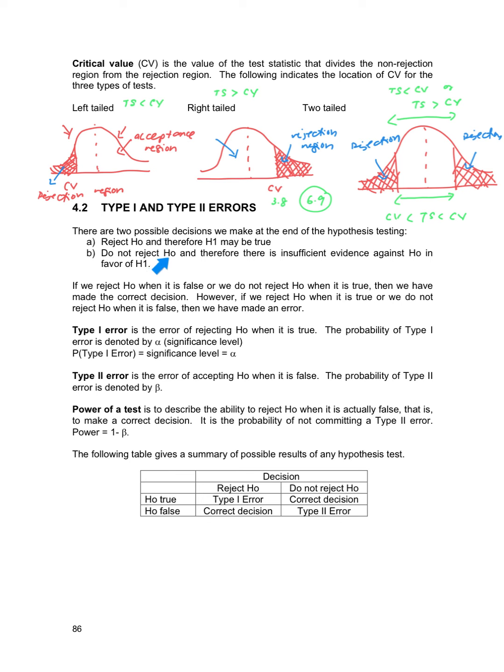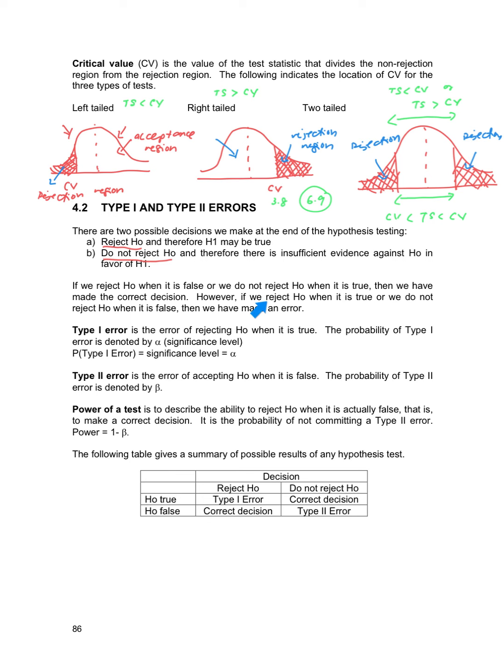Disebabkan insufficient evidence. Okay, so ada dua decision, sama ada we reject the null hypothesis or we do not reject the null hypothesis, ataupun fail to reject lah. Okay, so if we reject H0 when it is false, or we do not reject H0 when it is true, then we have made the correct decision. Okay, bila dia salah, so kita reject lah. Ataupun kita fail to reject dia disebabkan dia true, maksudnya we have made the correct decision.